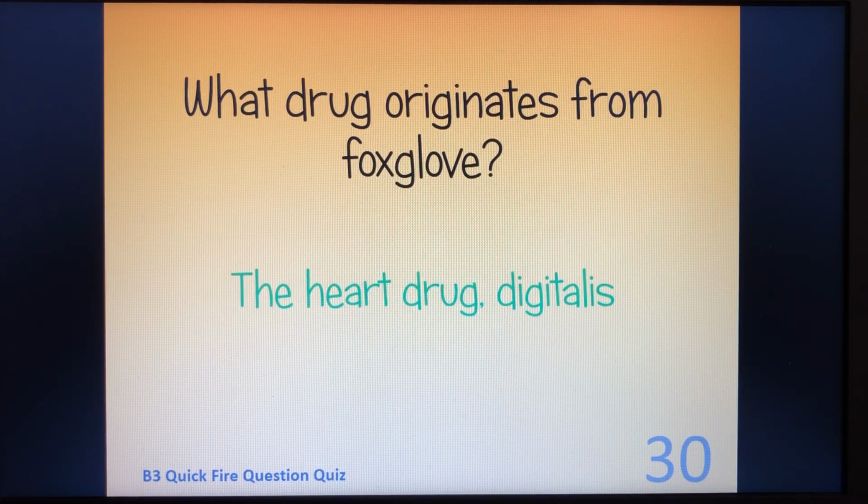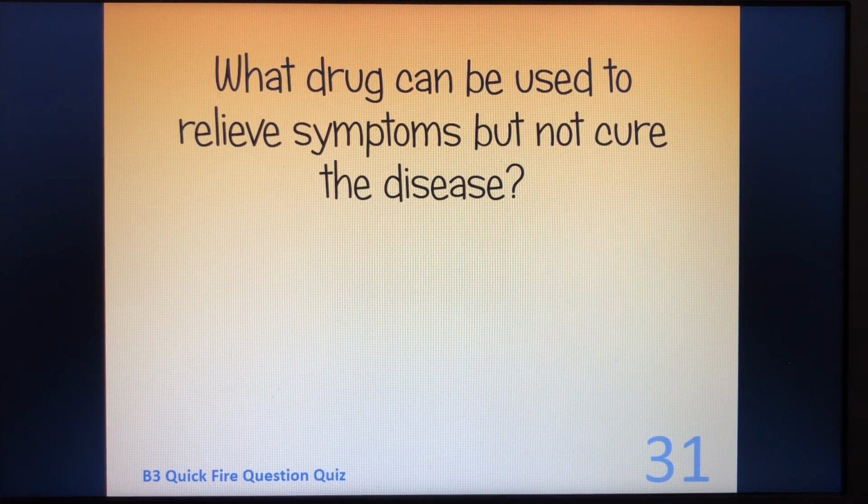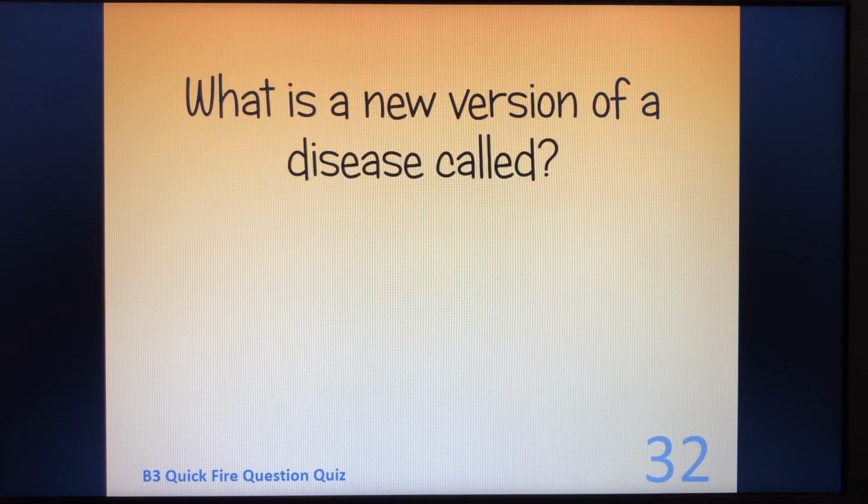Question 31. What drug can be used to relieve symptoms but not cure the disease? Now this is what we call an over-the-counter drug, something that we can just go to the shop and buy. And the answer is painkillers. Okay, they relieve symptoms. You can actually write in the exam that they kill pain. It's that simple.